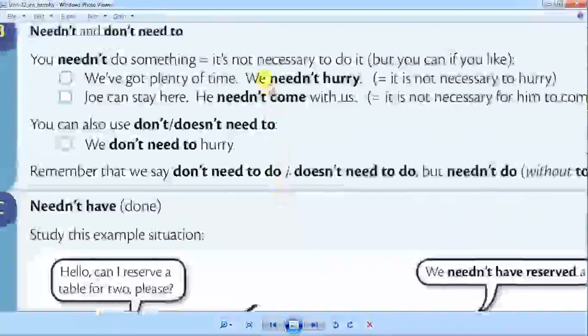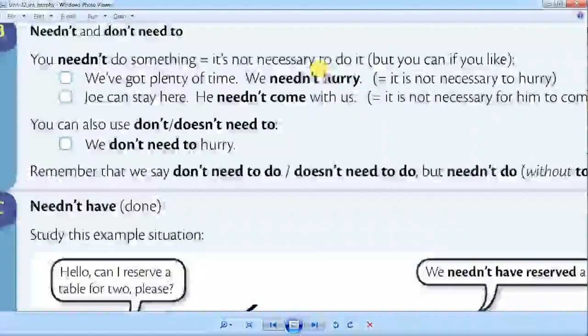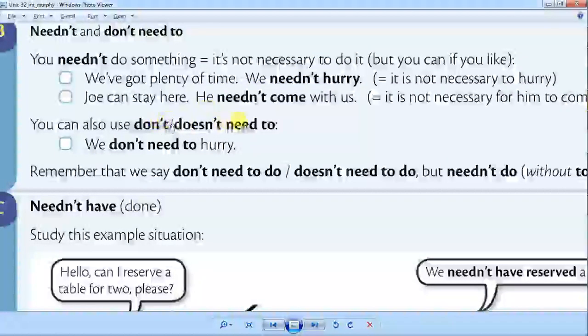And don't forget, we use needn't without to. But we use don't need to or doesn't need to. Do you understand?